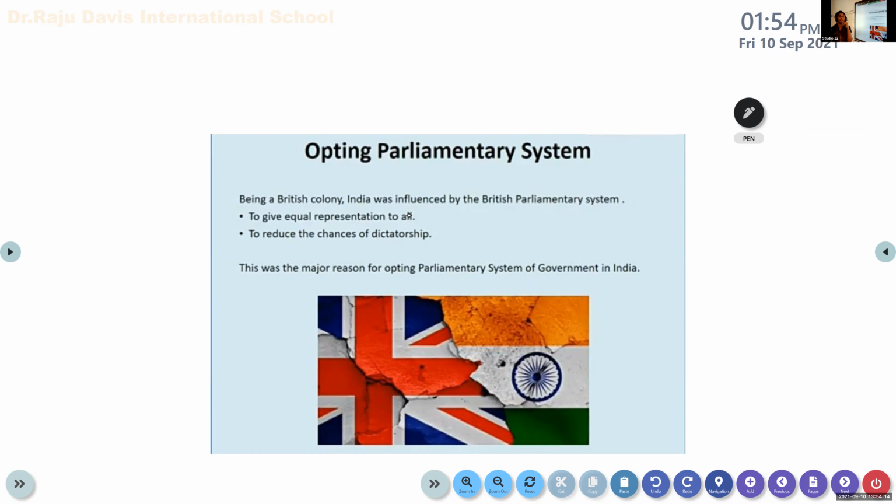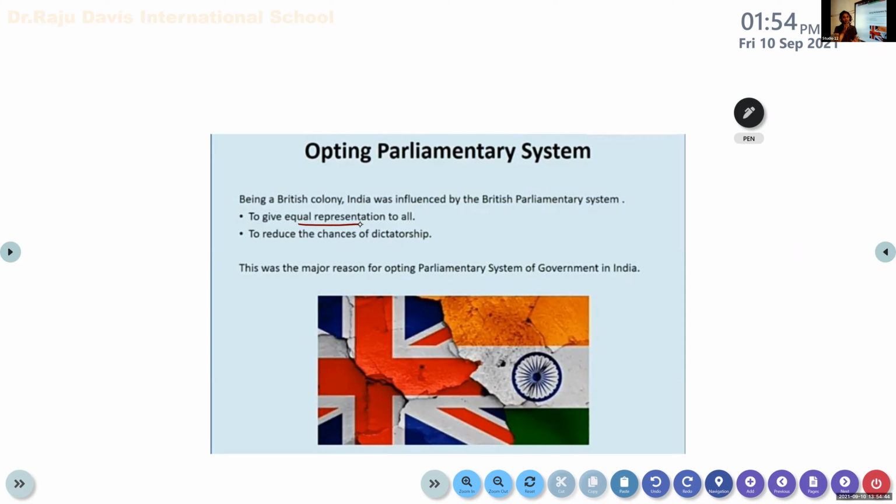So, children, after we became independent, we opted for the parliamentary system, a democratic system like India's. We were a colony under the Britishers, so India was influenced by the British parliamentary system. That means to give equal representation to all, so that all citizens get a chance to participate in the decision-making process.